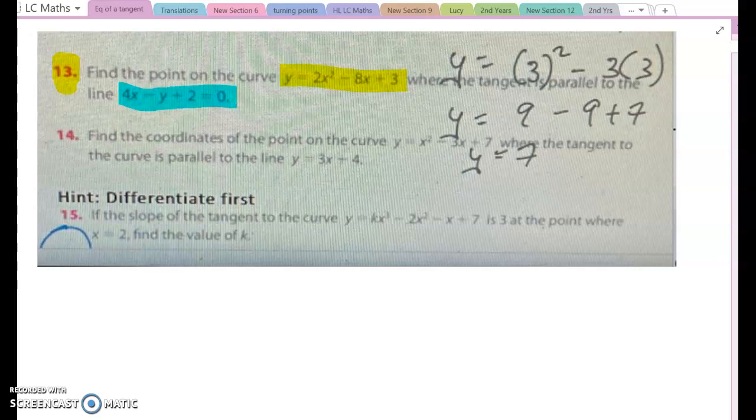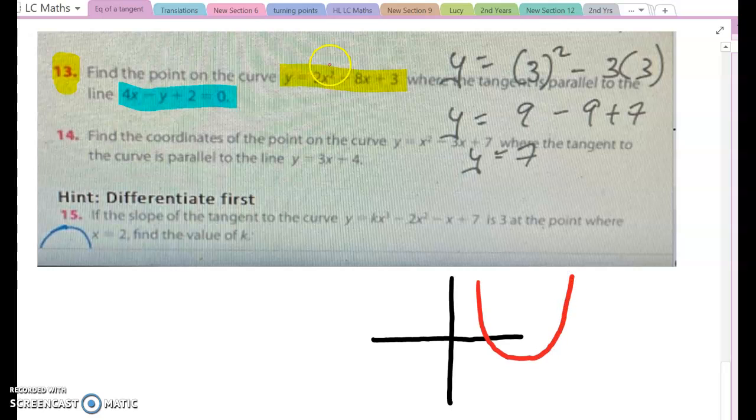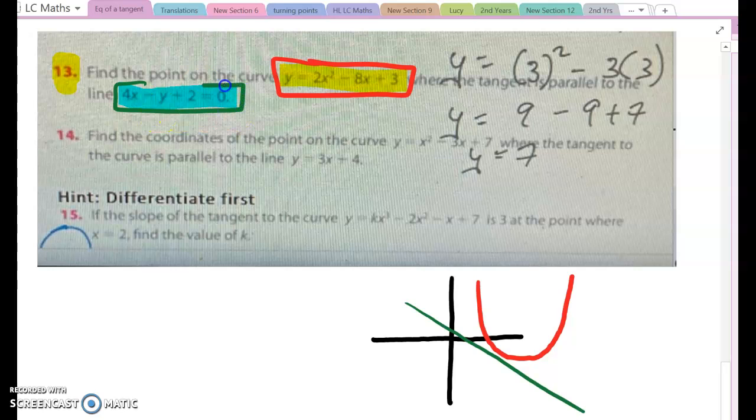So you've got an x and y axis, and somewhere on that x and y axis you have a curve. That's that one. And then somewhere else you have a straight line. It would have a bit of a slope, so like that. That's the straight line. There is some point on that curve.